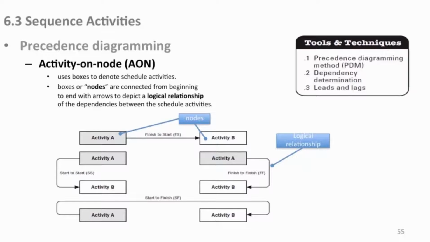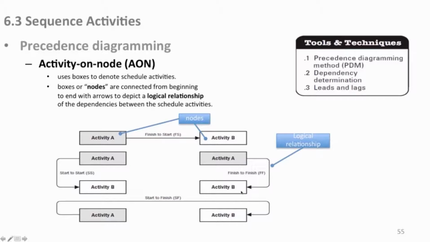And here we go. Now you also need to know this. AON, activity on node. This stuff gets kind of particular, kind of tricky, so you need to understand what we're talking about here. Activity on node, or you may just see it as AON, uses boxes to denote schedule activity. Activity A finishes, activity B starts. Okay, here you go, look at this. Activity A starts, same time activity B starts. And these are called logical relationships also, by the way.